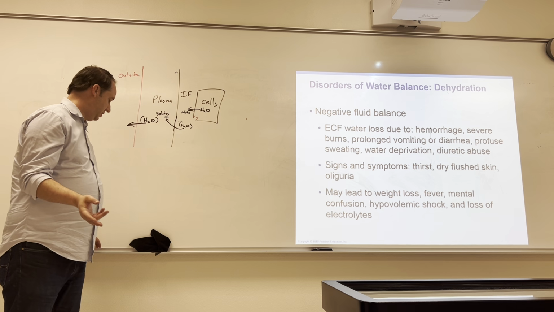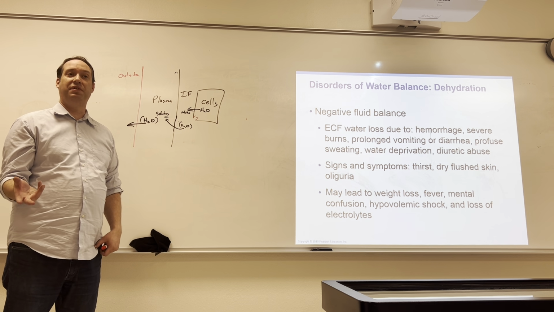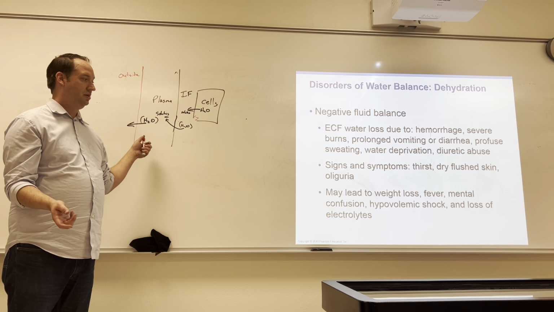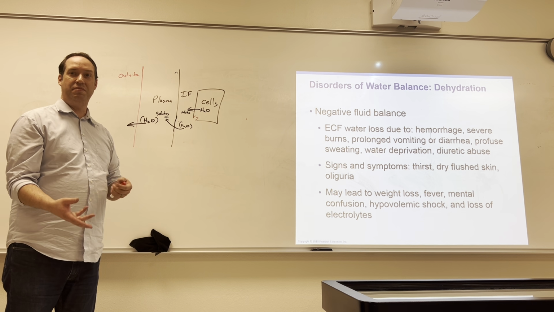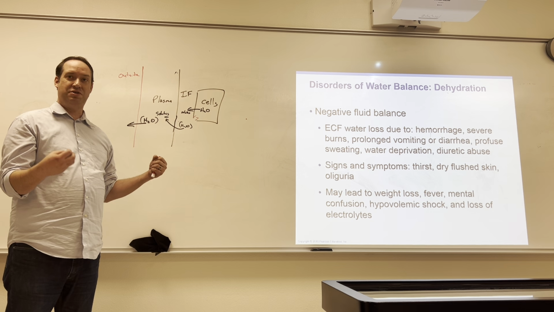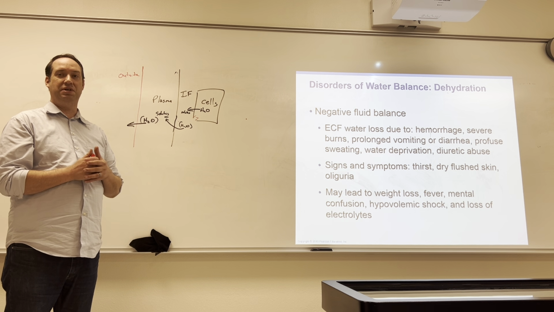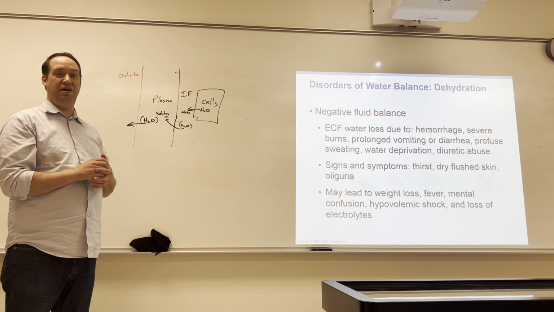And eventually what happens is what's called hypovolemic shock, because you're losing the volume from the plasma. When you lose volume, you lose pressure. So pressure starts to come down. And then you get that hypotension, and they might pass out and eventually die.